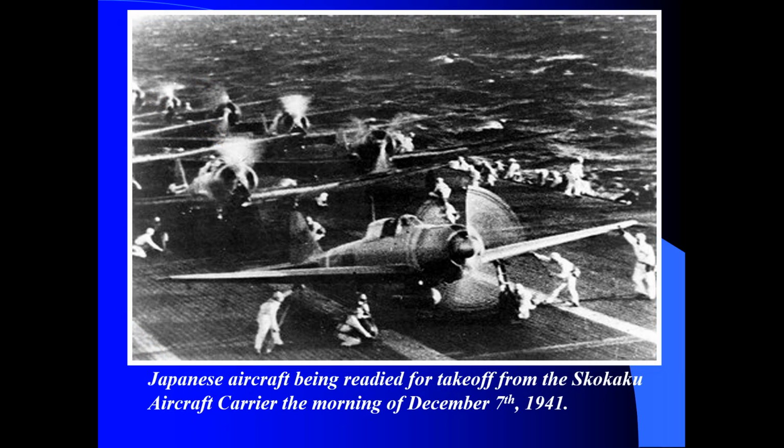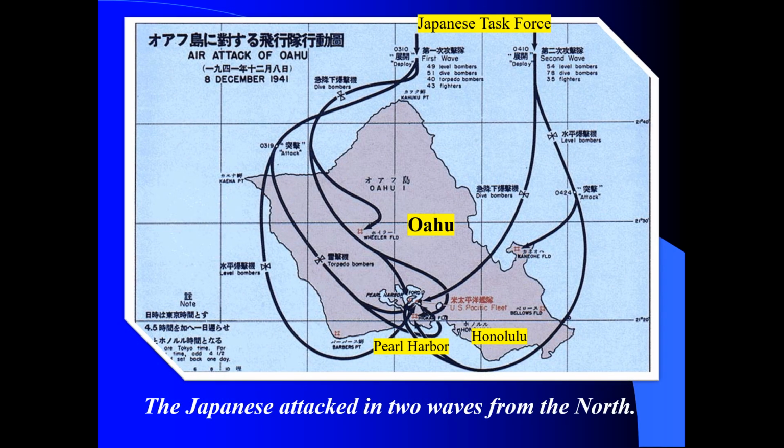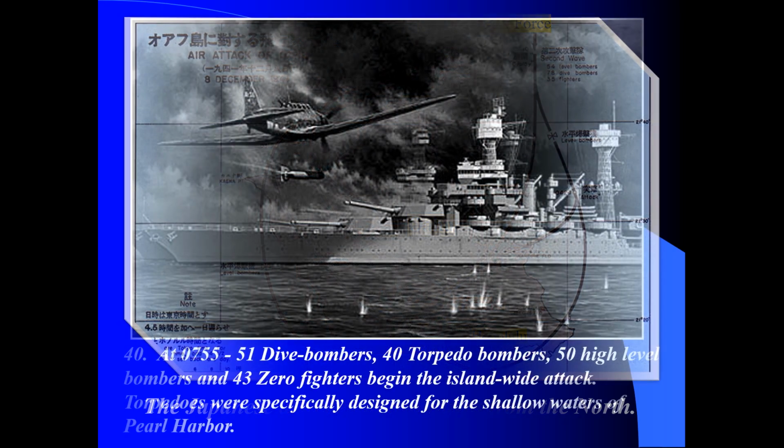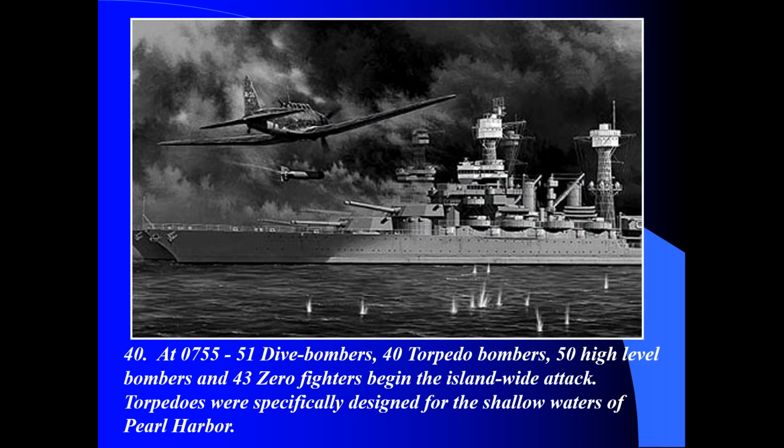Japanese aircraft being readied for takeoff on the Shokaku aircraft carrier, the morning of December 7, 1941. The Japanese attacked Pearl Harbor in two waves from the north. At 7:55 a.m., 51 Japanese dive bombers, 40 torpedo bombers, 50 high-level bombers, and 43 Zero fighters began the island-wide attack. Torpedoes were specifically designed with wooden fins for the shallow waters of Pearl Harbor.